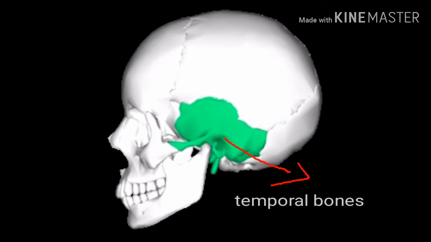Temporal bones. The two temporal bones lie inferior to the parietal bones and meet them at the squamous sutures. They form the inferolateral aspects of the skull and parts of the cranial floor.